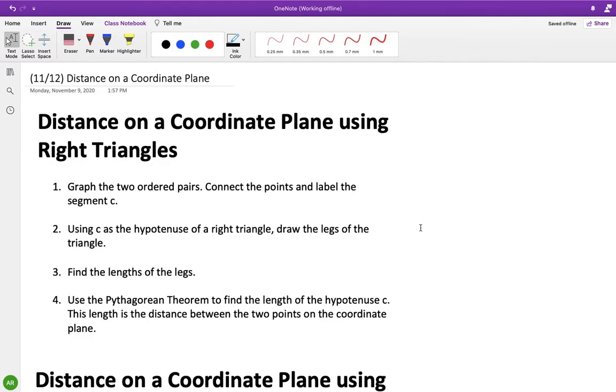There's going to be two different ways of doing this. Either way, you'll get the same right triangle, it'll just be flipped. Step three is find the length of the legs. This requires you count. So you're going to look at the coordinate plane, you're going to count up or down or left or right to determine the length of those legs. Most students do this fine, but just be careful when you're doing that. It's an easy place to make a mistake. And then finally, after you have the legs of the right triangle, you can use the Pythagorean theorem to find the length of hypotenuse C. This length is the distance between 2 points on the coordinate plane.